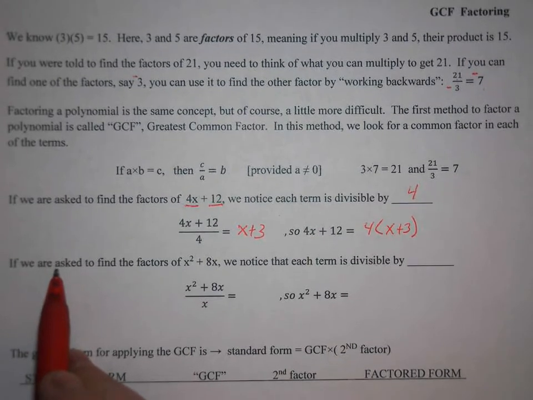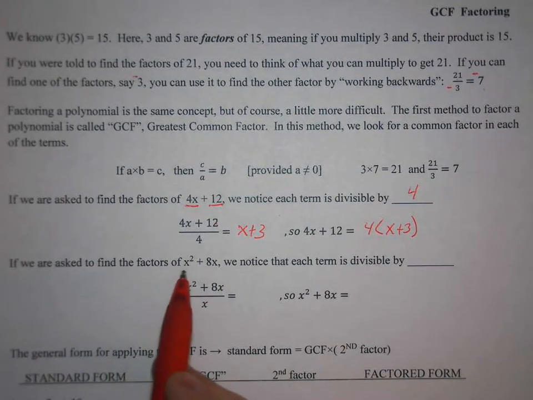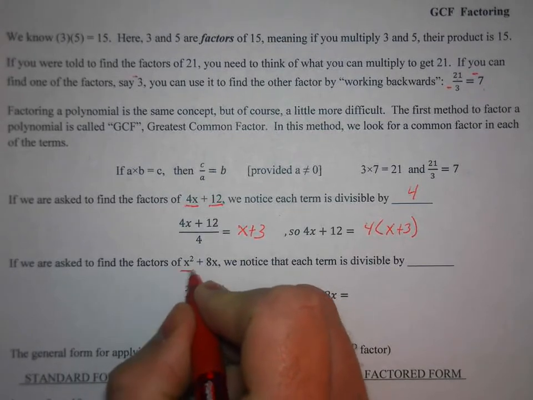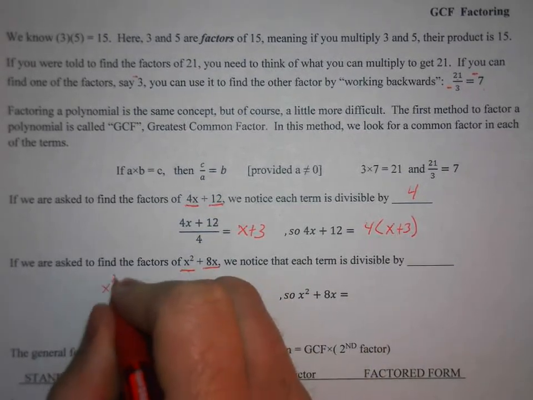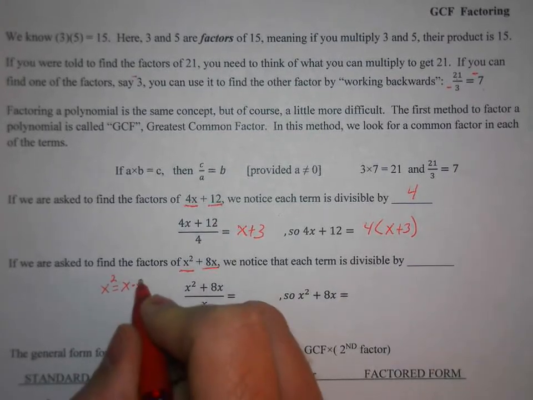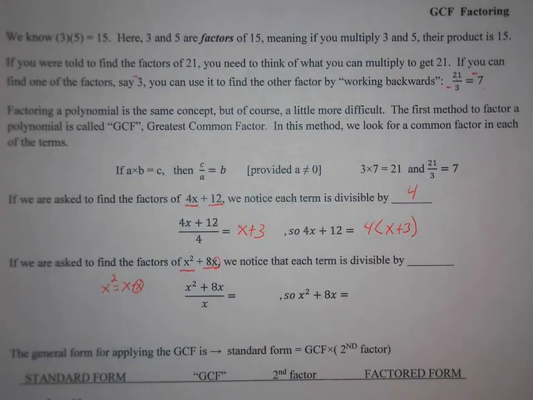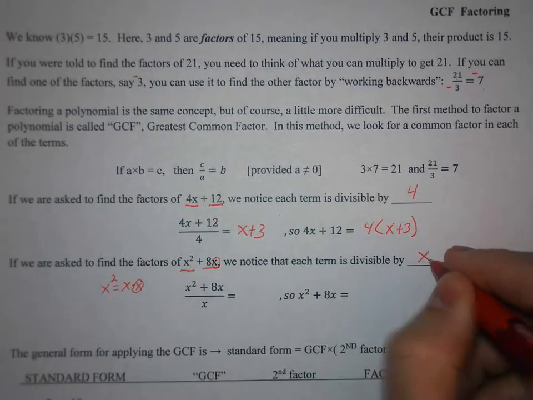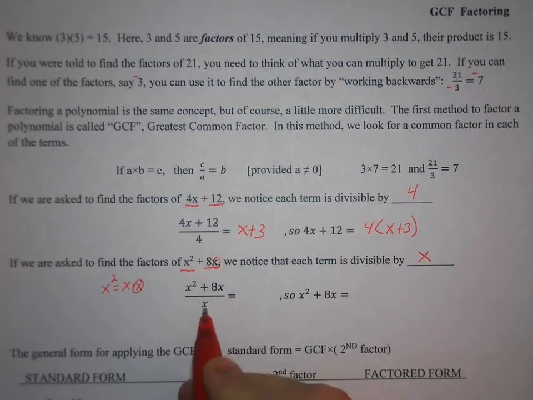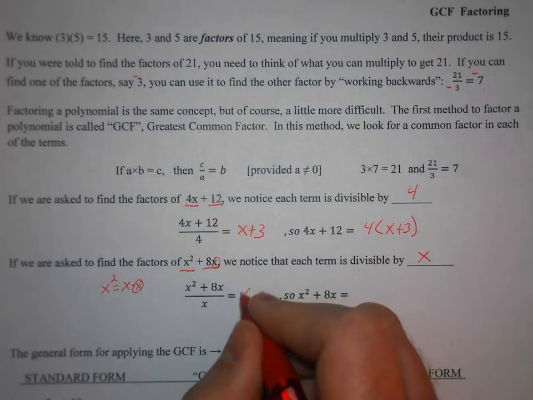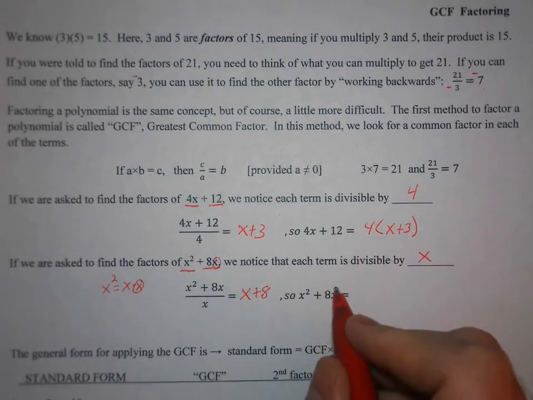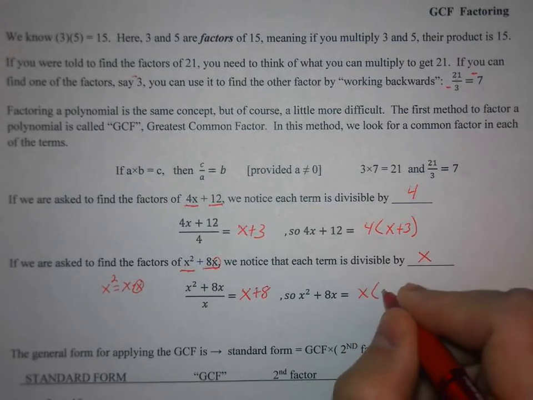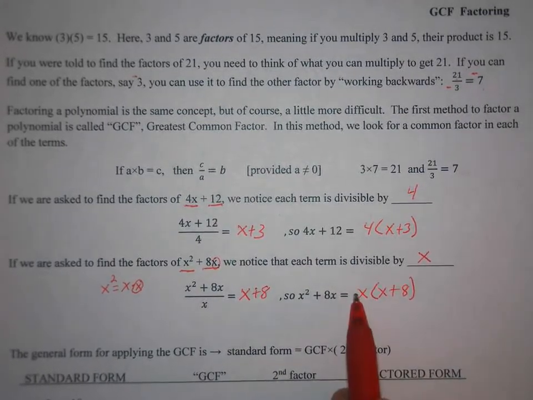The second one here, if we are asked to find the factors of x squared plus 8x, we notice each term is divisible by what? So the first term is x squared, the second term is 8x. Notice they both have an x in them. So remember the x squared is really x times x. So we have an x in that term and then an x in the second term. So we can divide by x. So x squared plus 8x divided by x. x squared over x gives you an x. And then 8x divided by x is positive 8. So x squared plus 8x equals x times the quantity x plus 8. So your two factors are x and x plus 8.